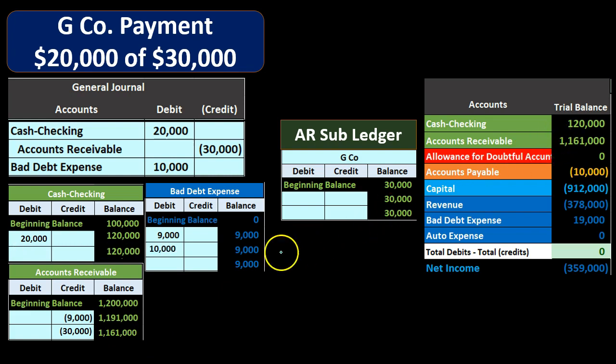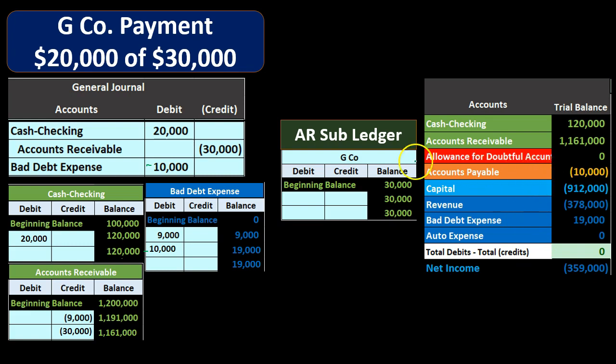Then the bad debt here, the thing that will differ, the bad debt changing as we determine that something will not be collectible, going from 9,000, here's the 10, here's the 10, going up by 10 to 19,000. That then matches the amount in the bad debt on the trial balance. Note once again that the net income is going down. Bad debt's going up, bringing net income down. That's going to be a difference. That's the major difference between the direct write-off method and the allowance method.